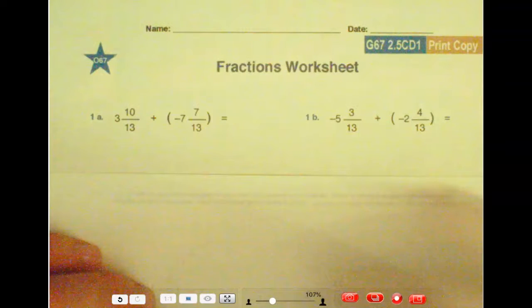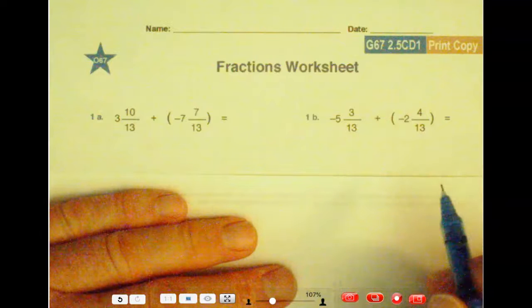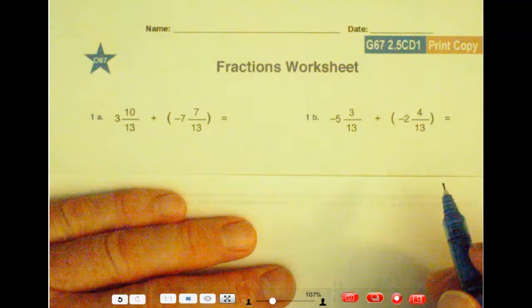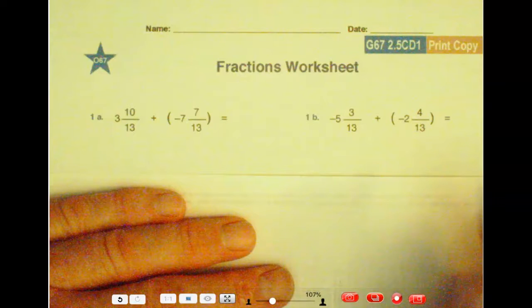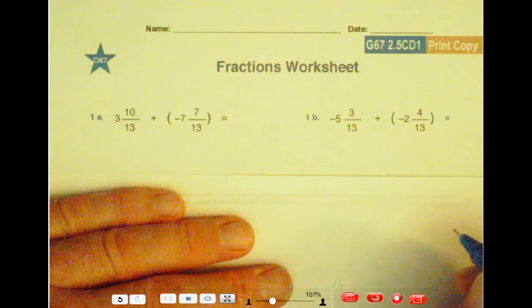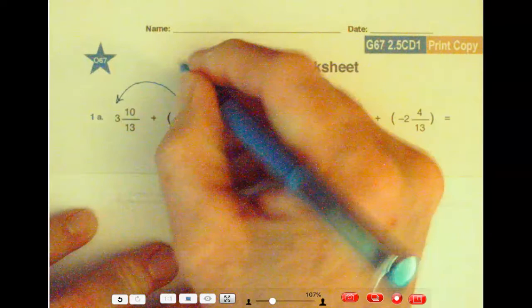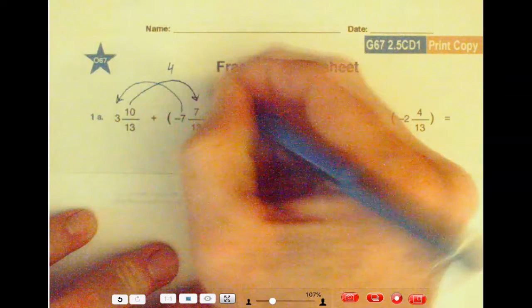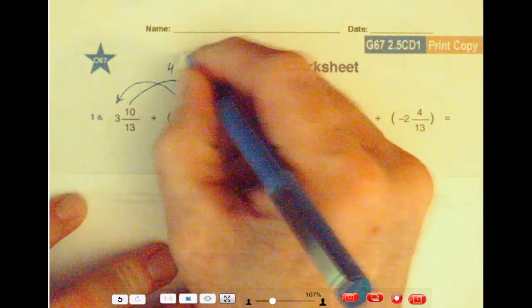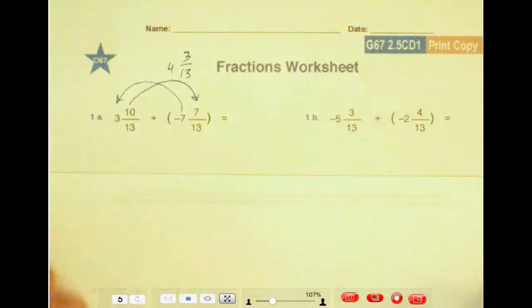Hello, today we're going to be working with adding and subtracting positive and negative mixed numbers with like denominators. This can be tricky. Here's what everybody wants to do, and I'll just show you. Everybody wants to go 7 minus 3 and say that that is 4, and then they want to go 10 minus 7 and say that that is 3/13. Well, unfortunately, that doesn't work.